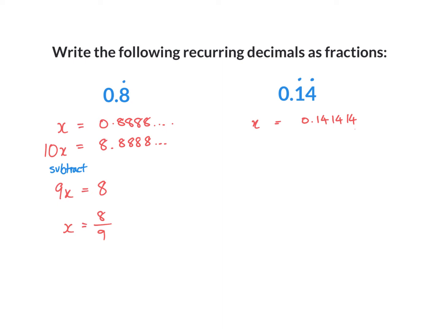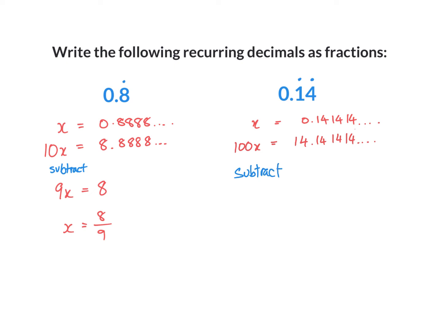And instead of multiplying by 10, this time we're going to multiply by 100. Because when we do that, every number moves 2 places to the left. So it becomes 14.141414. Now again, we're going to subtract the top equation from the bottom one.